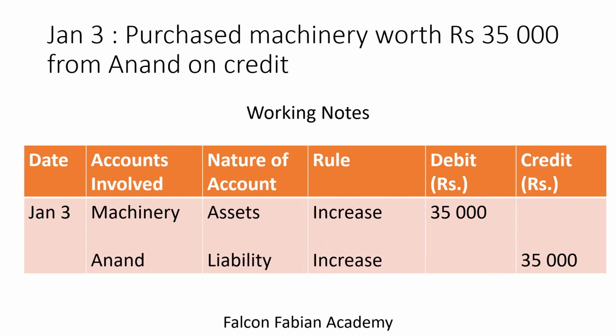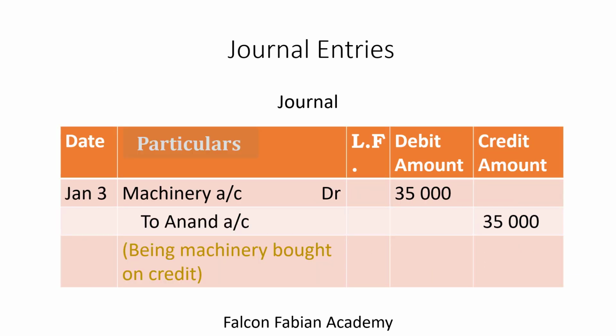Now, let's record this entry in the journal. So, you've already drawn this format. You would leave a line and then you would record this entry. Why? Because in a journal, you record entries date-wise or in chronological order. So first you recorded the entry of January 1 and now you would leave a line and you would record the next entry. So you have the working notes on one page and the format of journal on the next page. So the date is January 3rd.